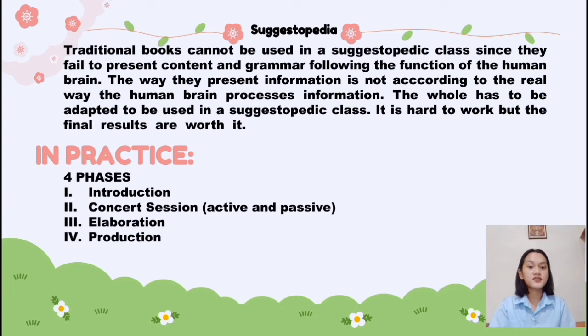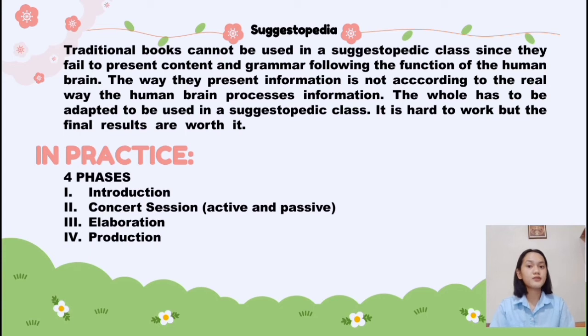Second, concert session. There are 2 kinds, active and passive. In the active session, the teacher reads with intoning as selected music is played. Occasionally, the students read the text together with the teacher and listen only to the music as the teacher pauses at particular moments. While the passive session is done calmly.